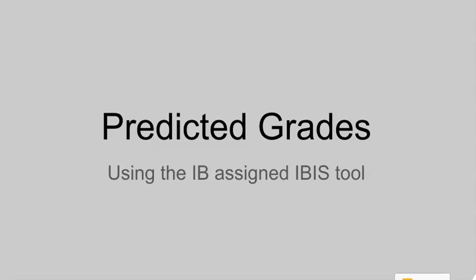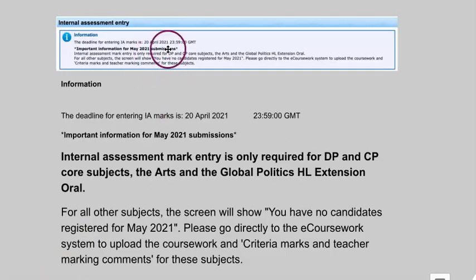Working in IBIS with the new predicted grade tool is a little bit different to what's been in the past, so I thought I'd just make you a short instructional video. One thing you might notice is that when you go to enter your IA scores, you'll get this error message, if you like. It's not really an error message, it's just telling you that things are different.